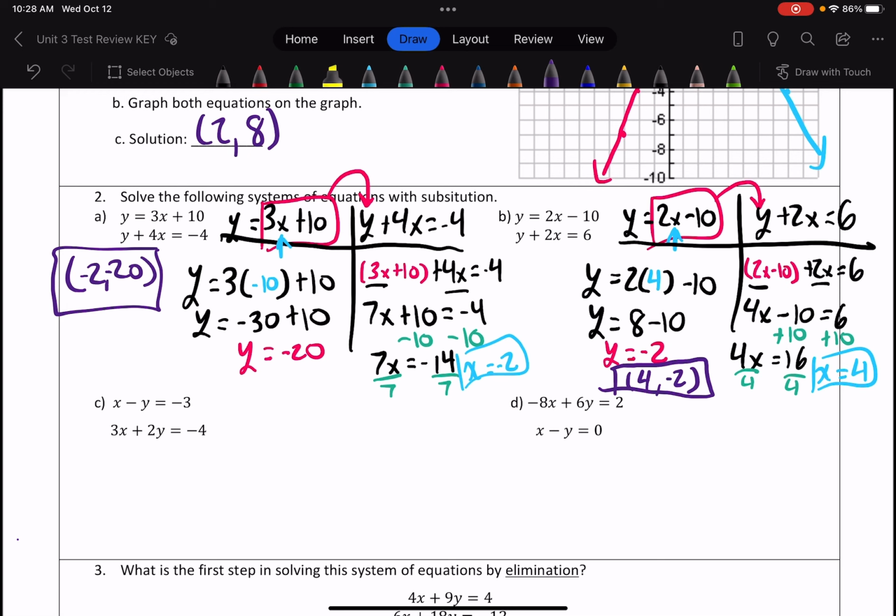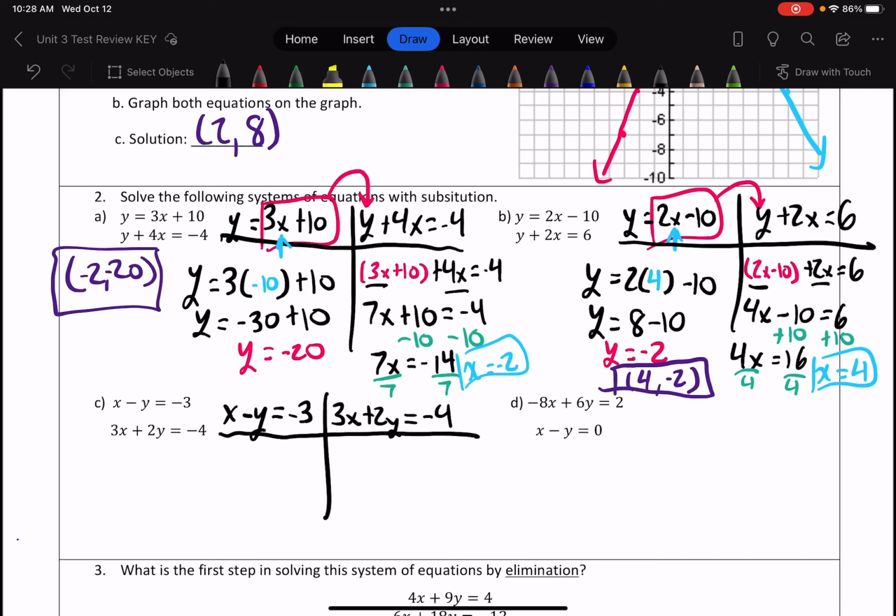Now let's move on to problems C and D. In both cases, I do not have a variable isolated on either the left or right hand side, so I need to have an initial first step of isolating a variable. So problem C says x minus y equals negative 3, and 3x plus 2y equals negative 4. So I've got x minus y equals negative 3, and 3x plus 2y is equal to negative 4.